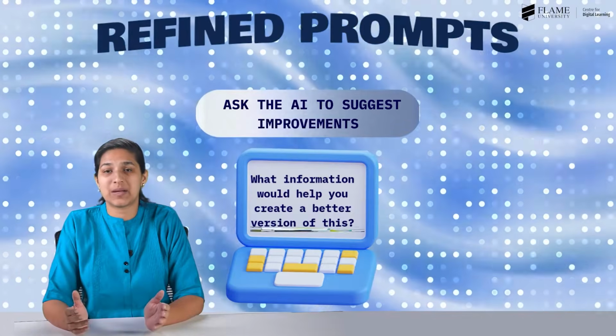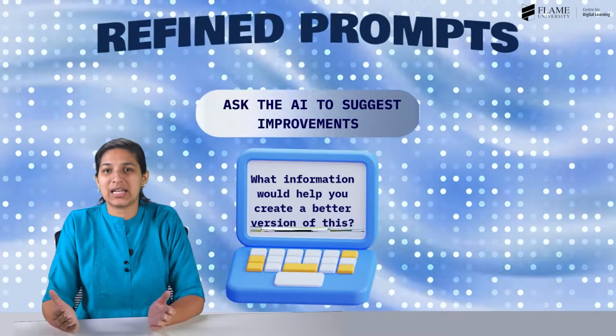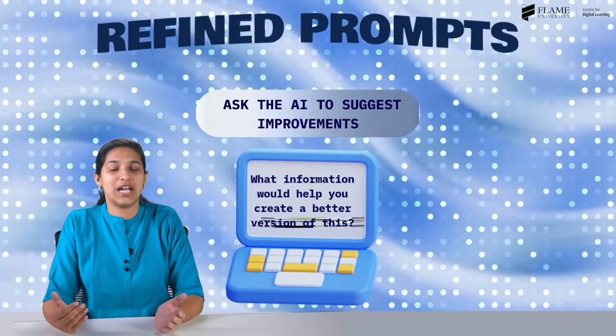Or what details am I missing that would make this more effective? The AI can help you identify gaps in your prompt. Here's the loop in practice.